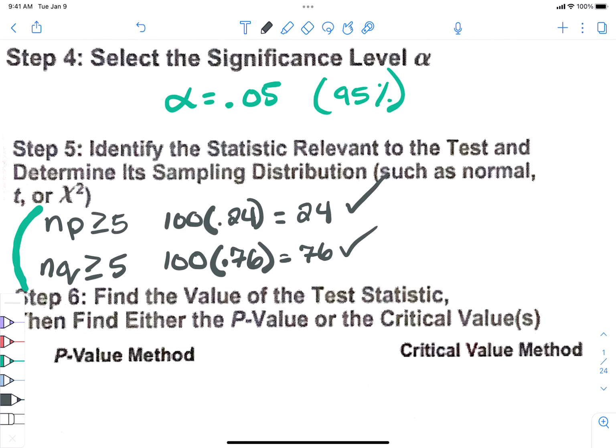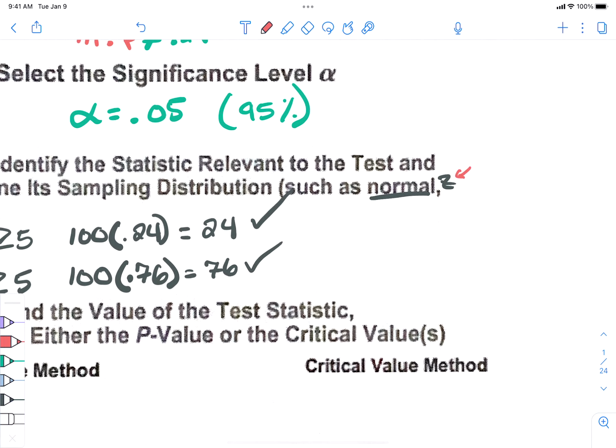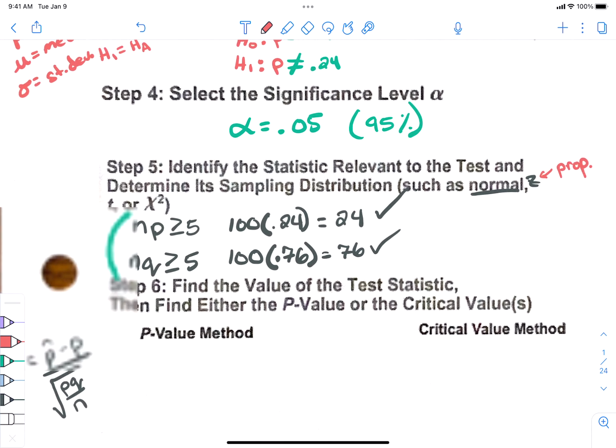So, step 5 says identify the statistic relevant to the test and determine its sampling distribution, such as normal, T, or X bar, okay? Normal is Z, so if you need to write that down, normal is Z. Sometimes they'll use normal instead of calling it Z, but Z, T, or X bar. When do we use Z? Like from last chapter, when do we use Z? When we're doing proportions, not talking about means yet. T is for means, and chi-squared is for standard deviation.